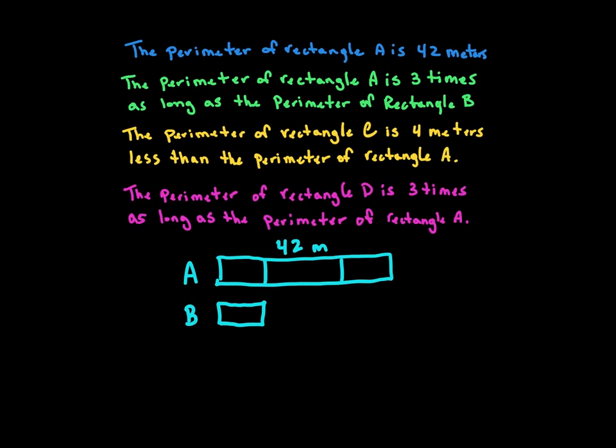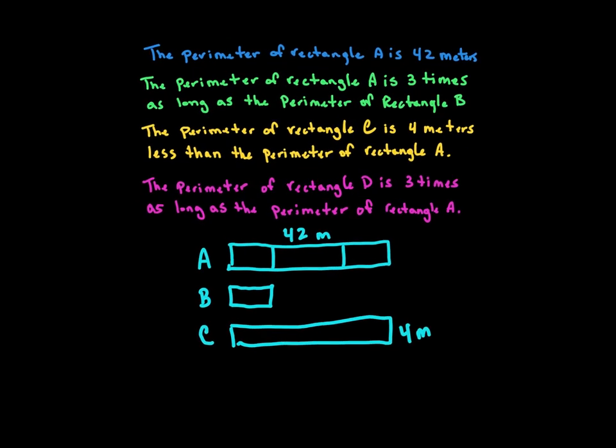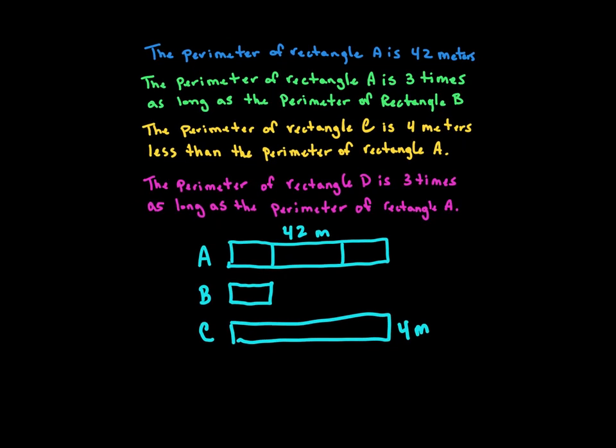So the perimeter of rectangle C is 4 meters. So we're going to do 4 meters, all right? And it's less than rectangle A. So this is 4 meters less than rectangle A. So A is still more, so this is 4 meters.